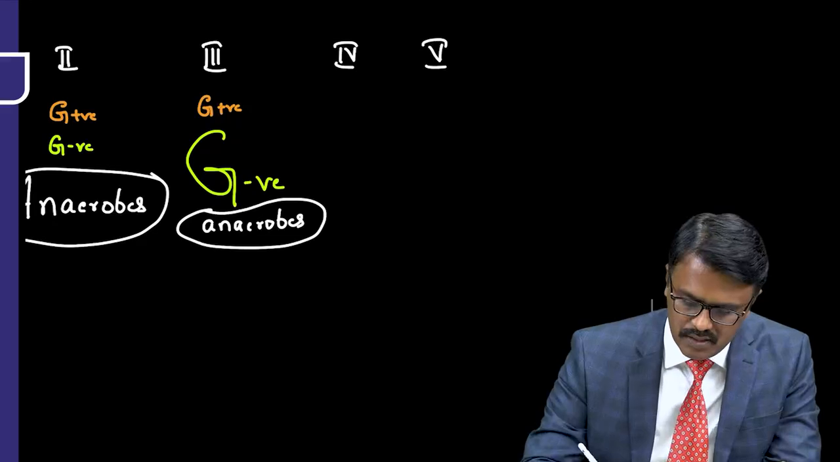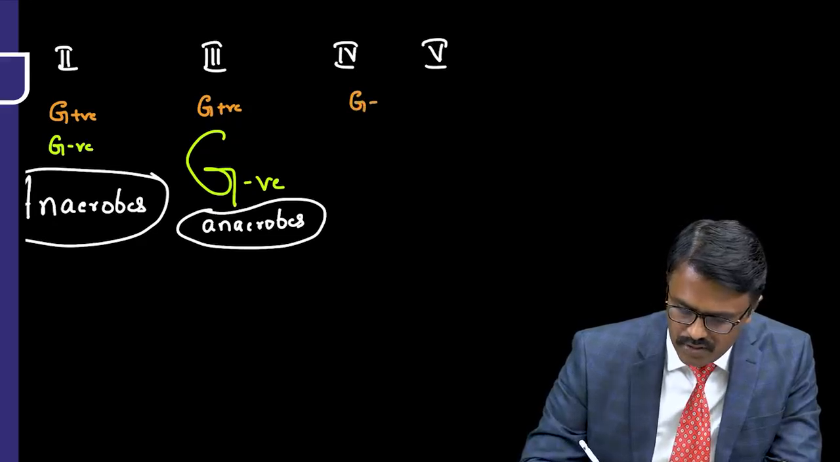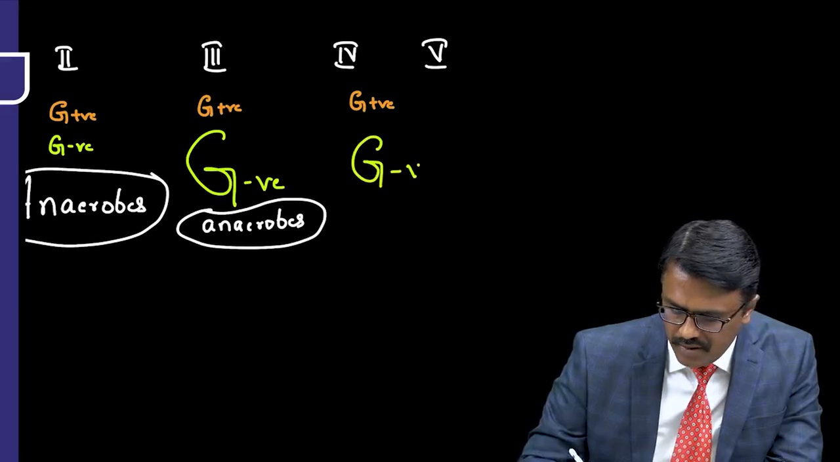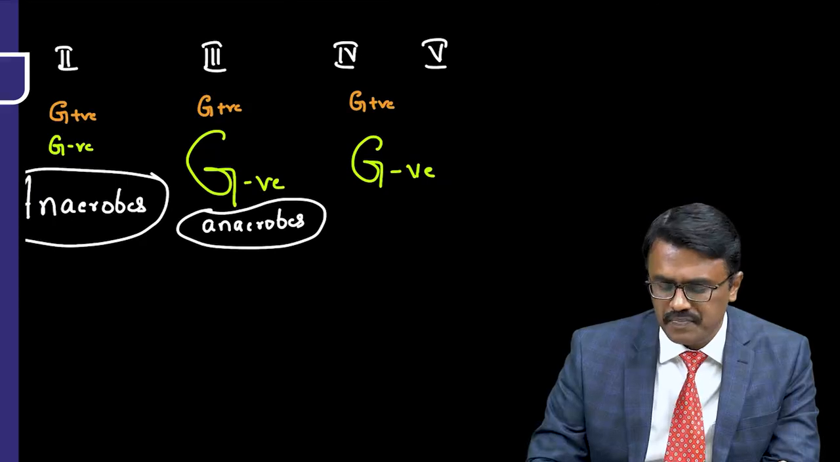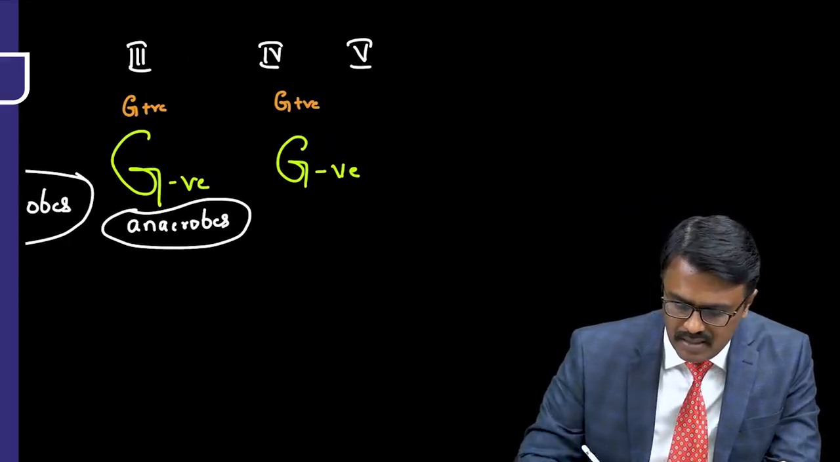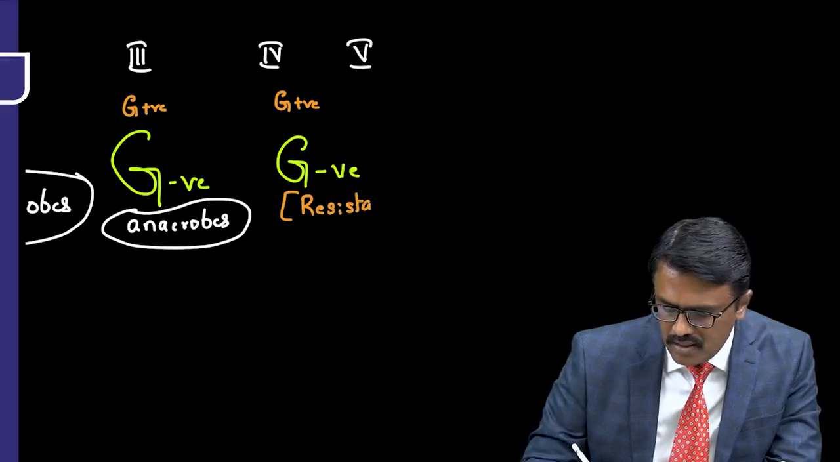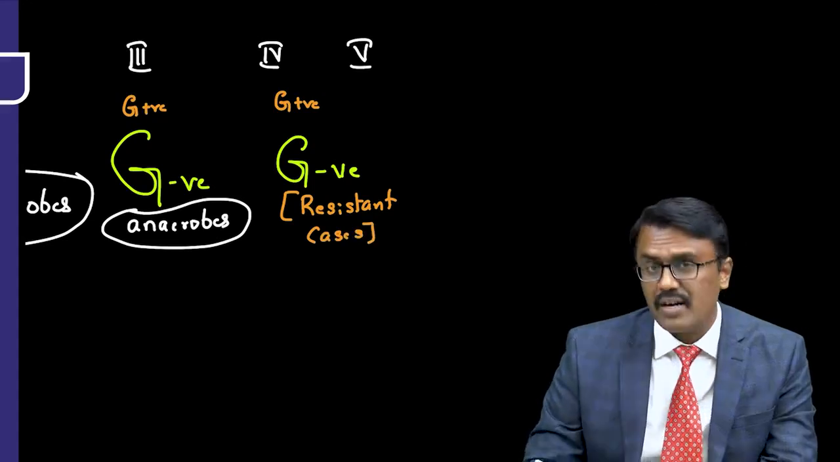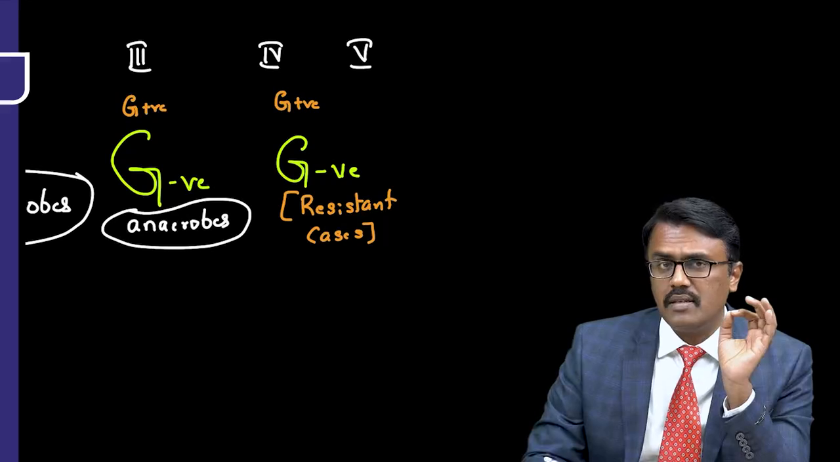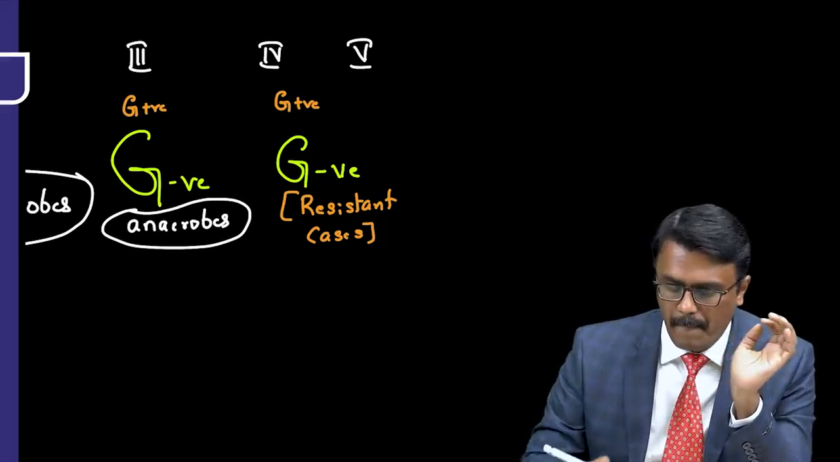Coming to the fourth generation, they also cover gram positive, but their major activity is on gram negative. Which gram negative? We use them in resistant cases. So these are reserved drugs. We don't use them left and right. We use them for resistant cases, that is the fourth generation cephalosporins.